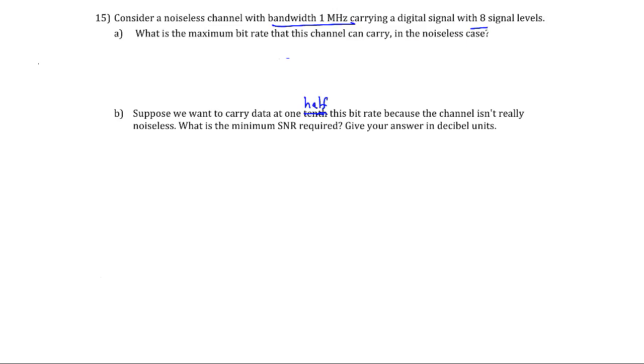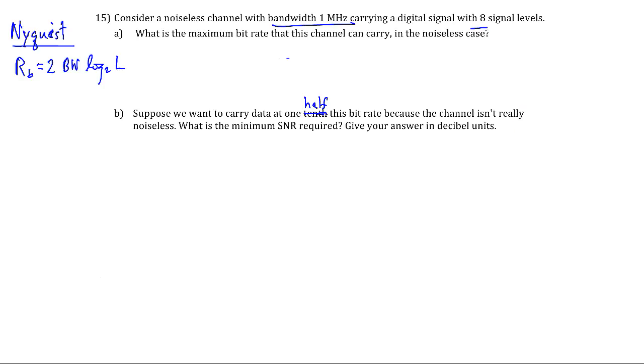In that case, we're going to use the Nyquist equation, which says that the maximum bit rate is twice the bandwidth times log base 2 of the number of signal levels. For part B, it says, suppose we want to carry data at half this bit rate. This is a typo here, I'll announce to the class, because the channel isn't really noiseless. What is the minimum SNR required? Give your answer in decibel units.